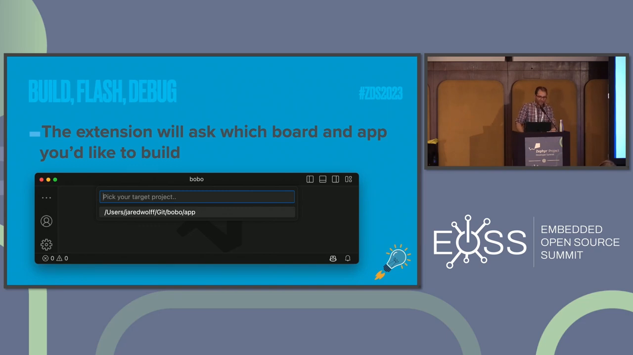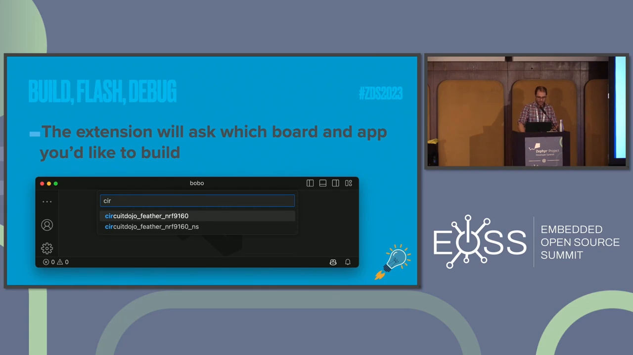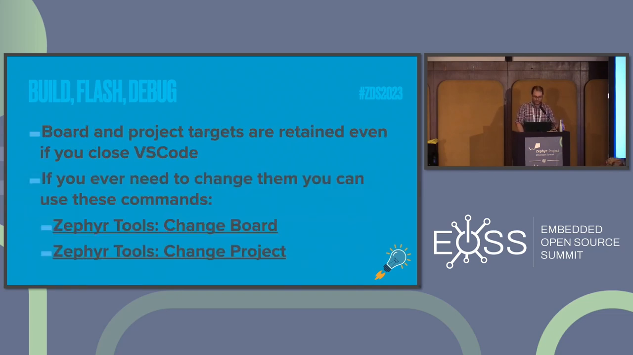So we are selecting that target project. It just popped up. It's like, okay, I found a project in this folder. This is your option, so I'm going to select that. And then it gave me a whole slew list of different boards. I'm just selecting the Circuit Dojo Feather nRF9160 NS. And then that will persist no matter what. So if you close it and you reopen it, it's going to be there no matter what. And if you ever need to change them, you can always change them using the change commands for either of them.